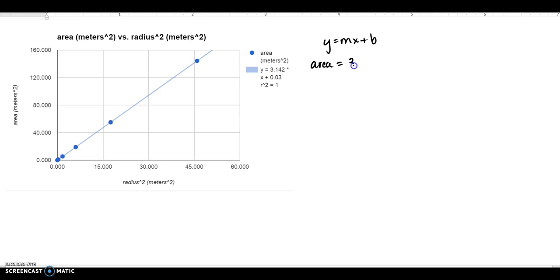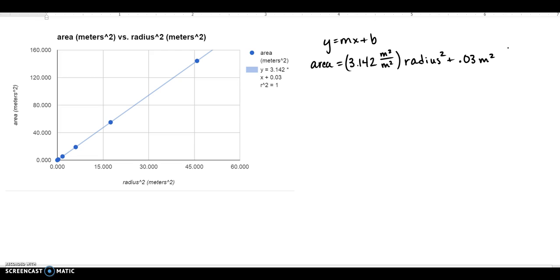So our slope here is 3.142. Never forget units. So slope is y over x, change in y over change in x. So we have meters squared divided by x values of meters squared. And then our x value is radius squared. And then finally, we have our b value, that's our y-intercept. And if you look, our y-intercept is 0.03. Since it's on the y-axis, we have to use the y-units. So that's meters squared. All right?